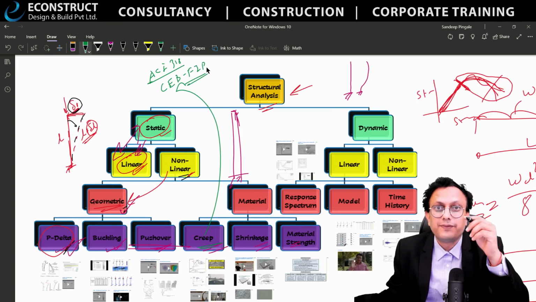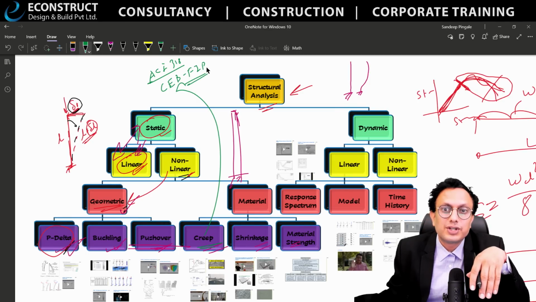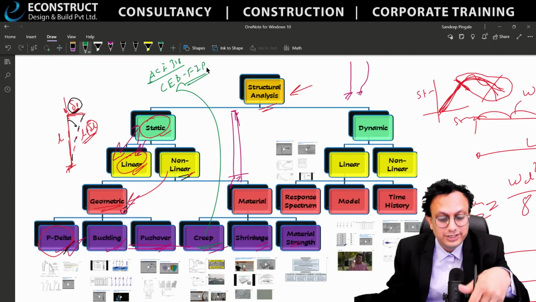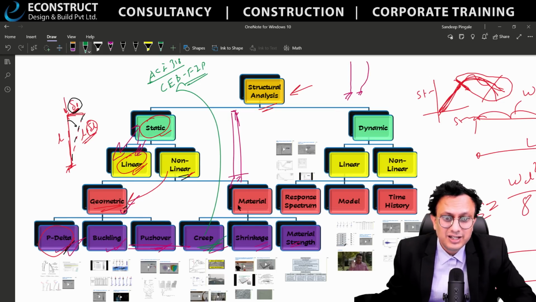Euro code. Such kinds of codes are required to deal with this type of analysis. Again, is it required? Do you want to die at a young age? Come on. Do you want to die as a kiddo?